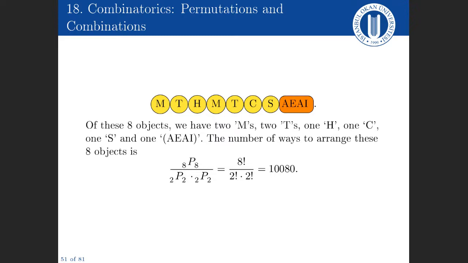How many different ways are there to arrange these 8 objects? If the 8 were all different, it would be 8p8, but they're not all different. We have 2 M's. We need to divide by 2p2 to take care of this. We also have 2 T's, so to account for the 2 T's, we also need to divide by 2p2. We get the answer, about 10,080 different ways to arrange these 8 objects.